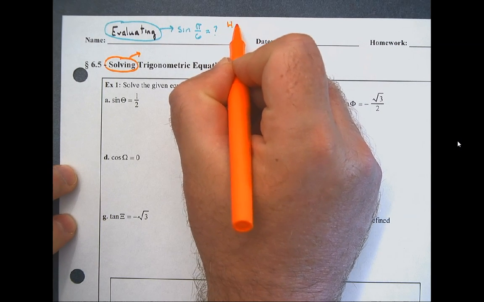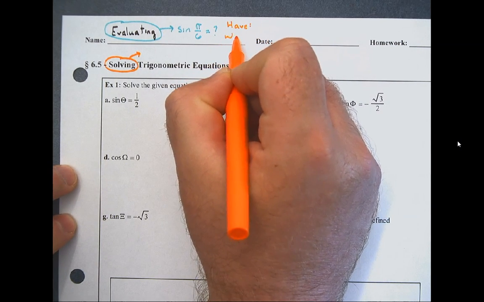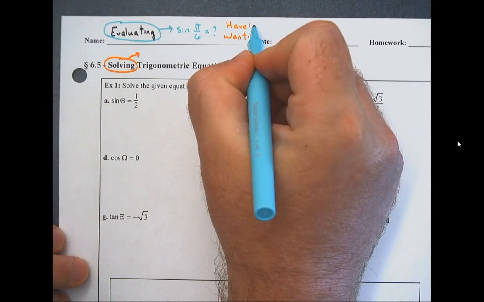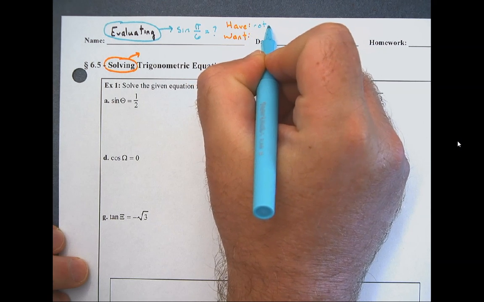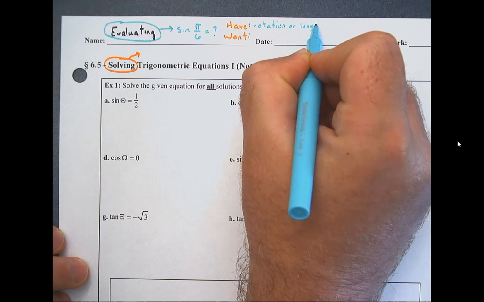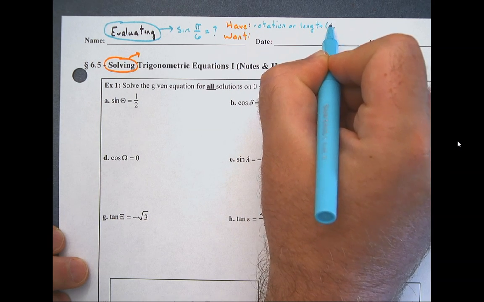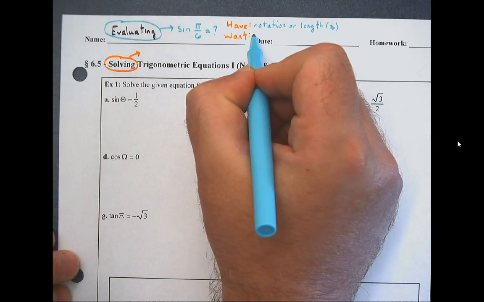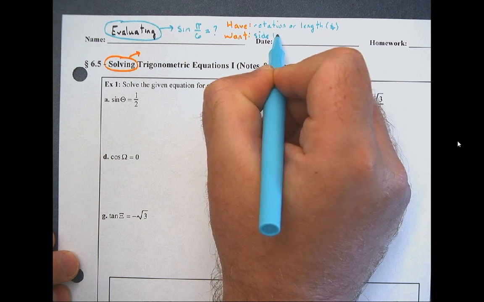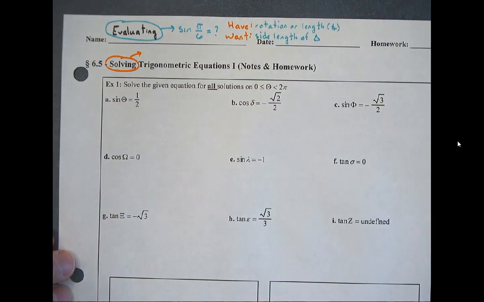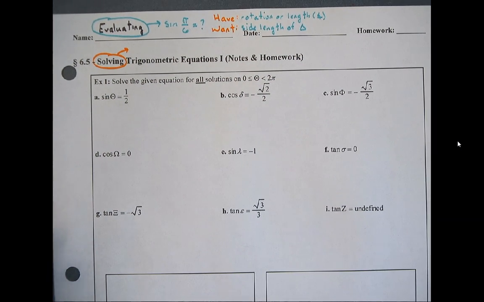I have the rotation or length, or angle maybe is the best way to say that. It's probably the way that we think about it the most. We have the rotation or the angle, and what do we want? We want the side length of the triangle. So we would draw a triangle at pi over 6, then we would figure out which side we wanted because of sine, and then we would evaluate from there.